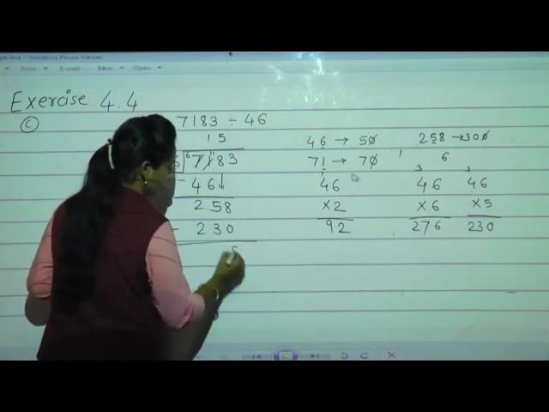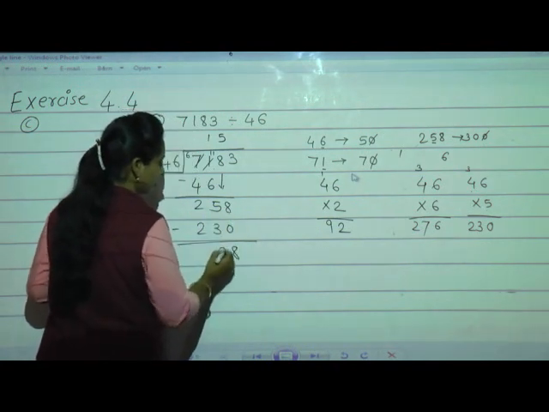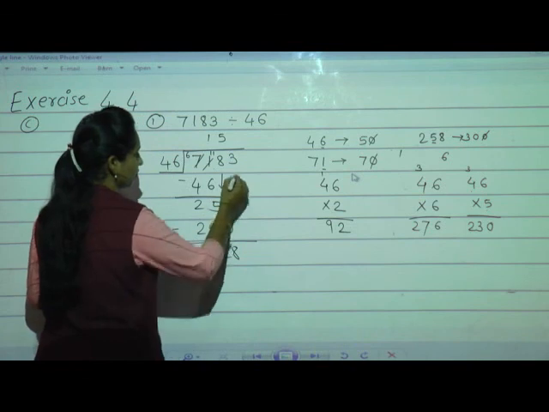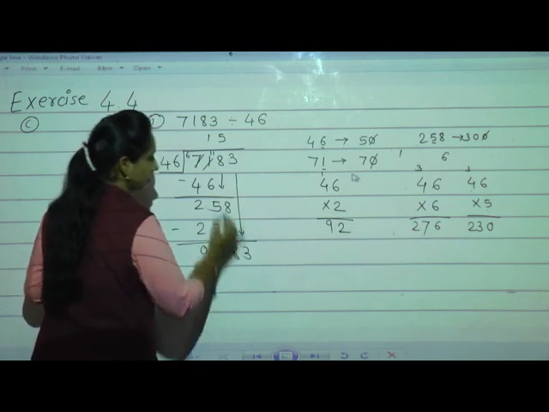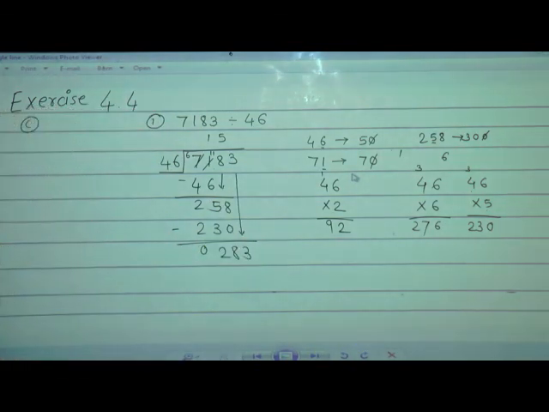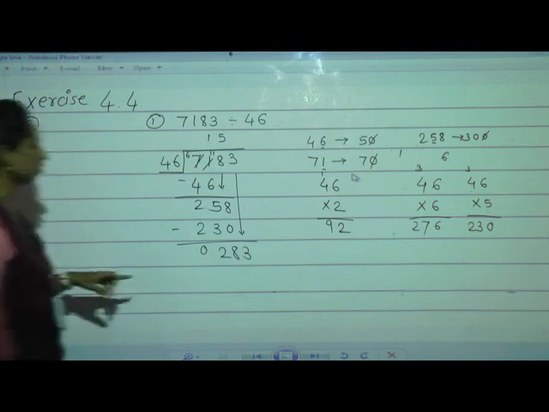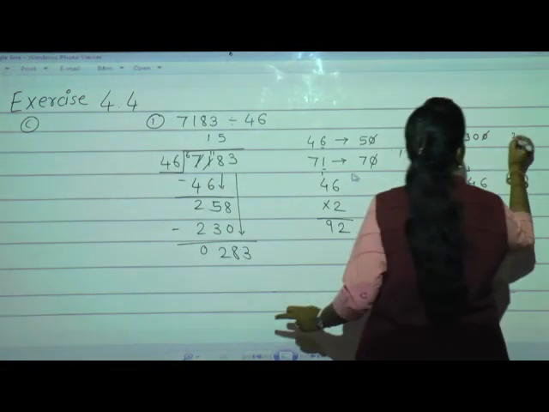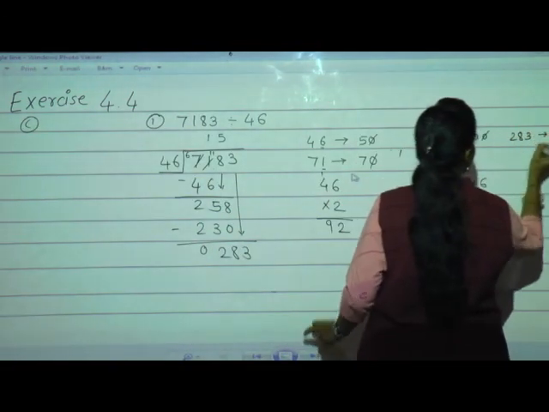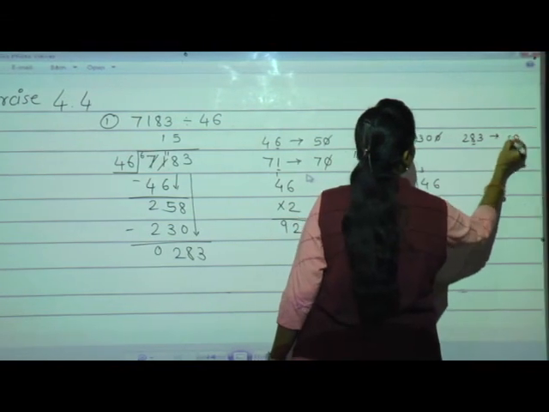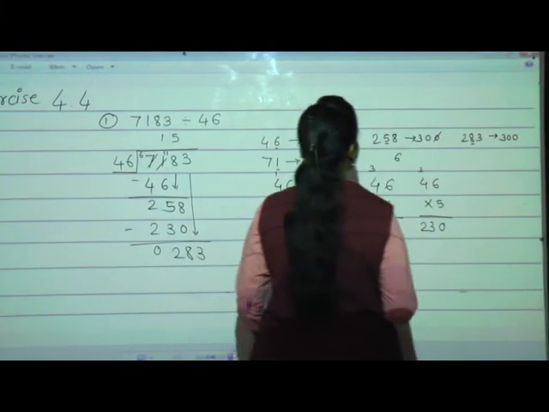6 minus 0 is 6. 5 minus 3 is 2. 2 minus 2 is 0. Now bring down 3. Okay. Now see what is there? 283. Now we will find the nearest number for 283. See, 8 is there, so we'll go to 300 only.